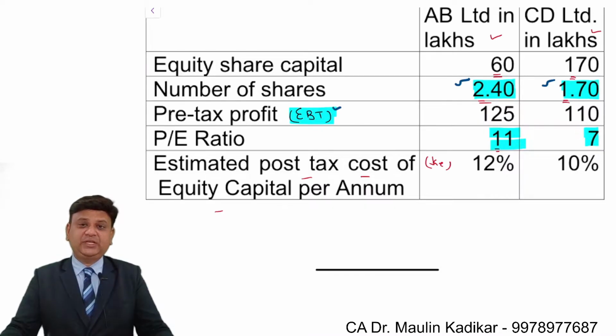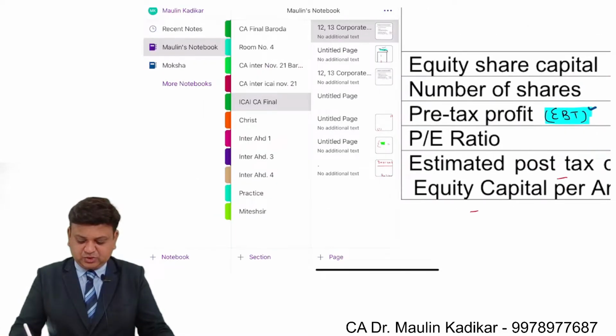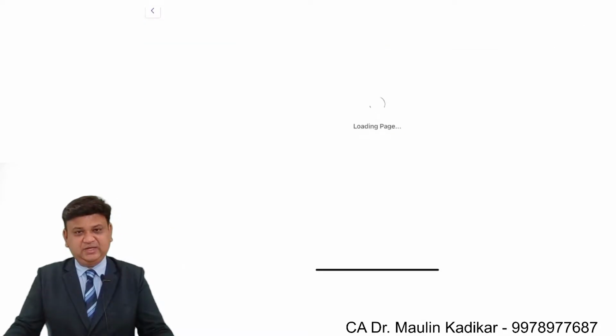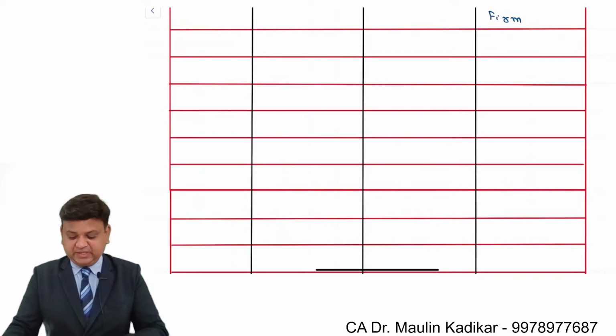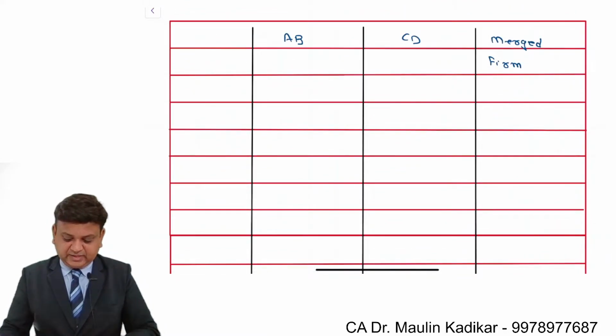Exchange ratio information has been given, with which we can compute the number of shares of the merged firm, and afterwards MPS of the merged firm, and so on calculation will be made. That is the way we are supposed to make the calculation of the answer. So I request all of you to write down the answer along with me.